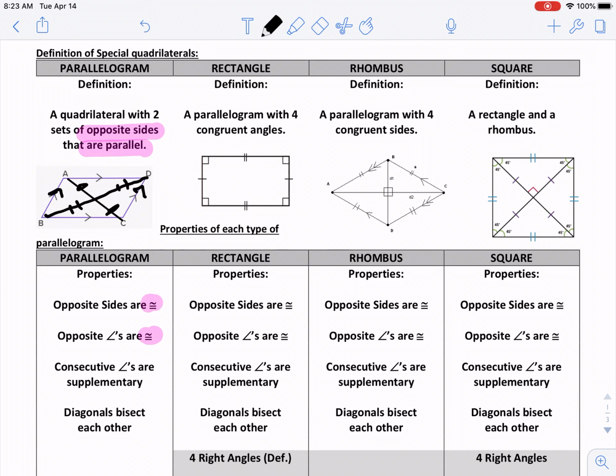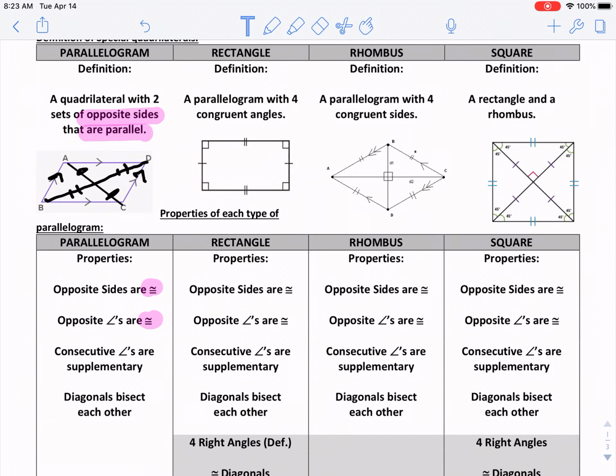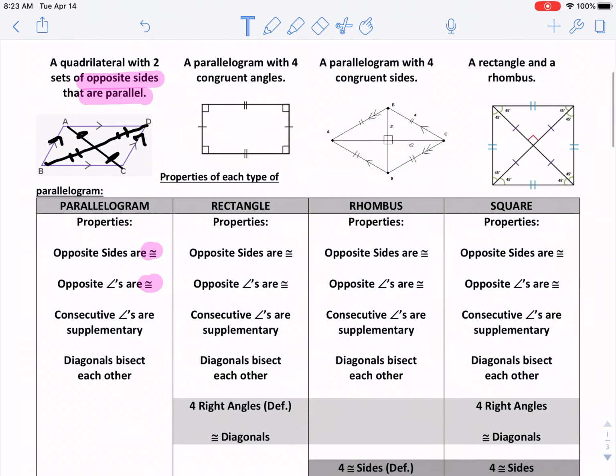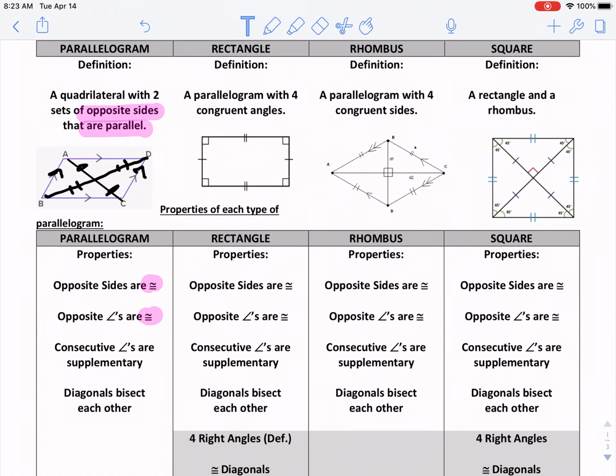Now, everything that's true for this parallelogram here is also true for the rectangle, the rhombus, and the square. The reason why is because all three, the rectangle, rhombus, and square, have opposite sides that are parallel. So like the top and the bottom of the rectangle, they'll never cross. The left and right sides of the rectangle will never cross. So everything that we just talked about for that parallelogram is also true for our rectangle, our rhombus, and our square. They're just a little bit more specific.